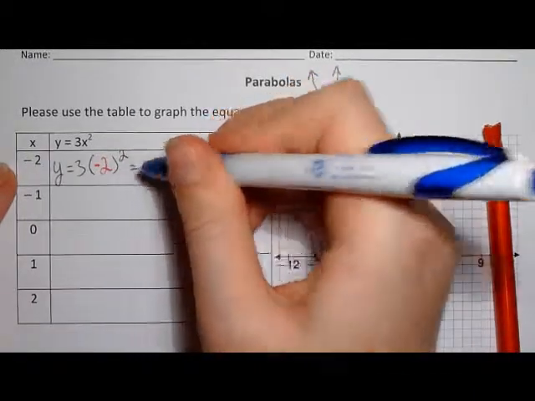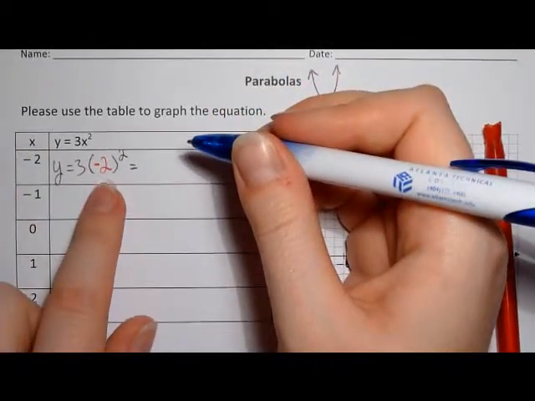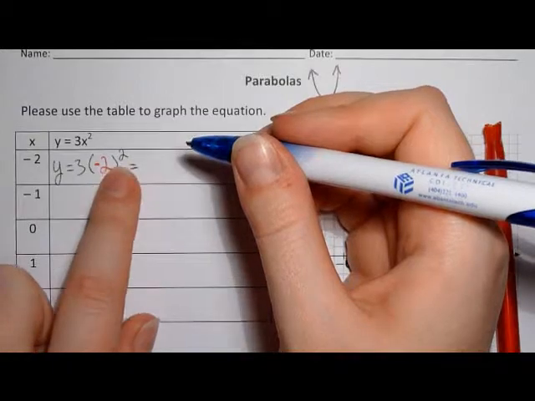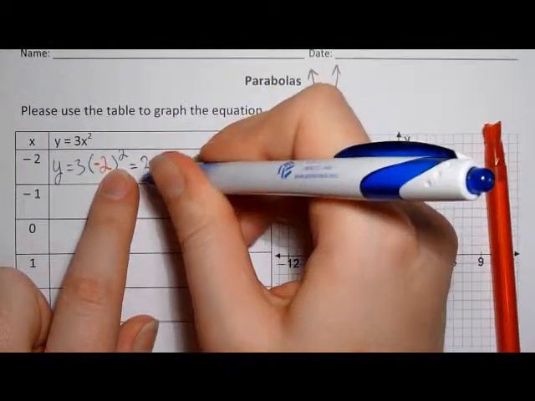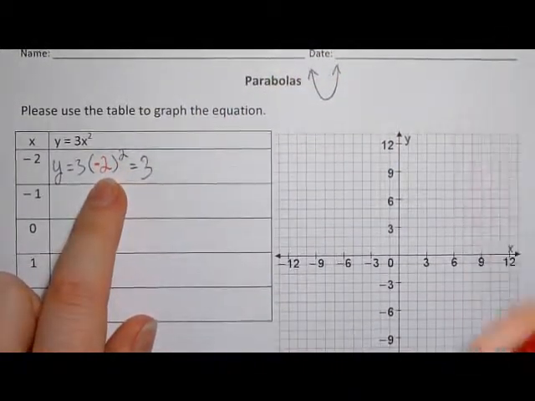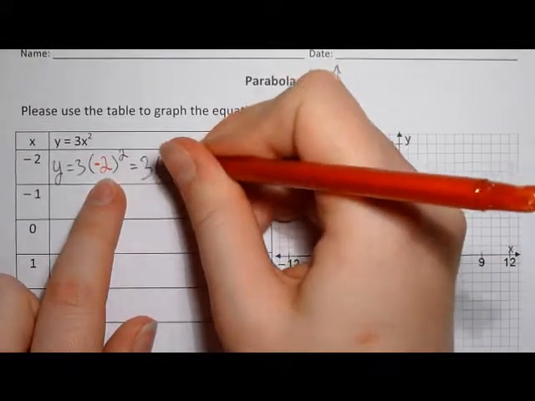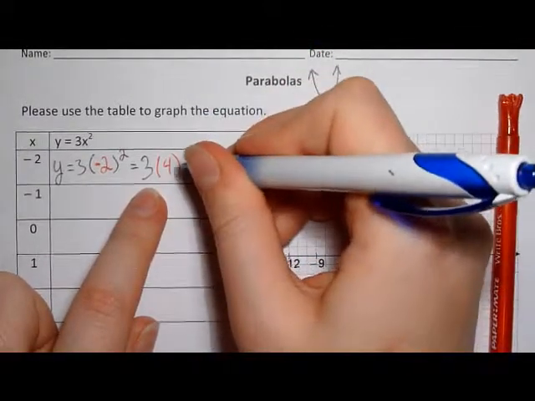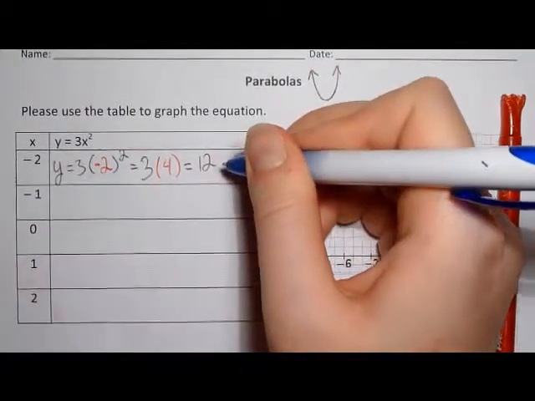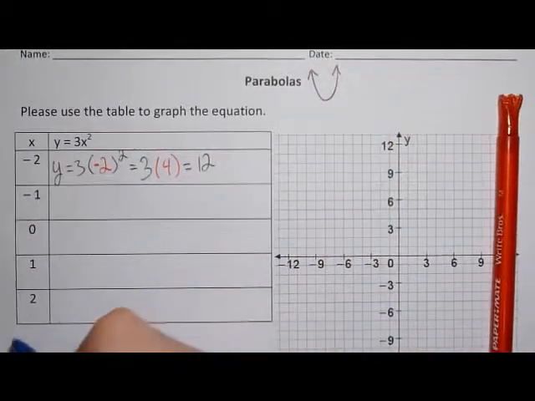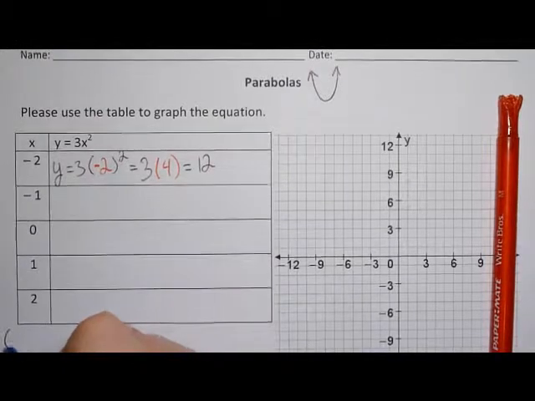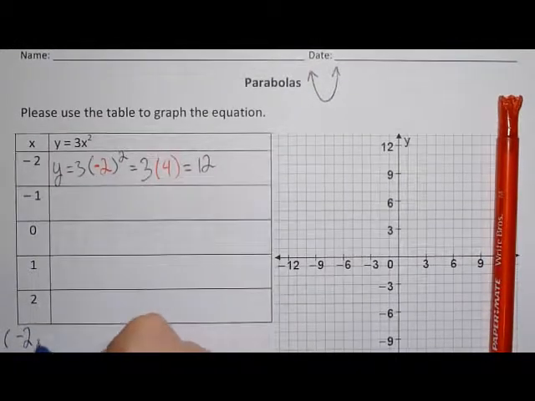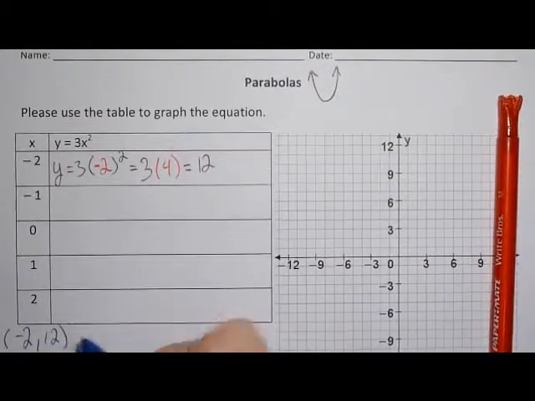This leaves me, if I do order of operations, parentheses first, nothing to do in the parentheses, exponents next. So I'm going to leave the 3 there. -2 squared is +4. Now I do my multiplication. 3 times 4 gives me 12. So, in this function, if I input -2, I will output +12.